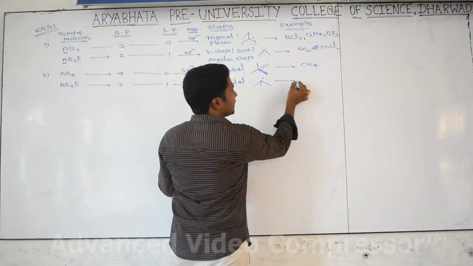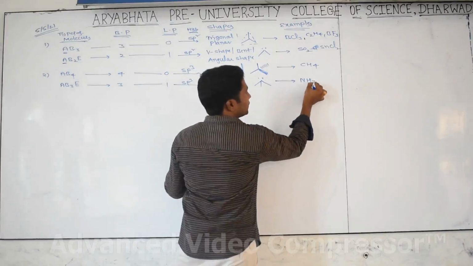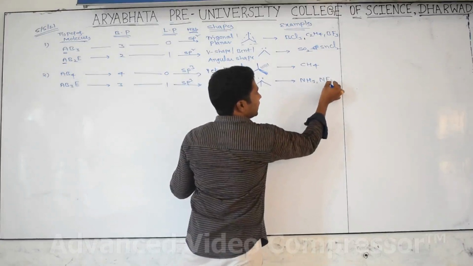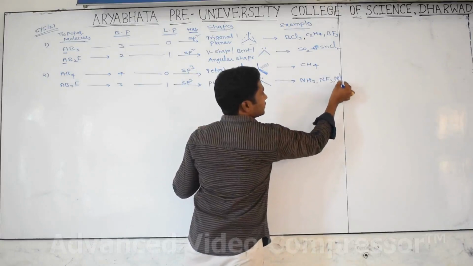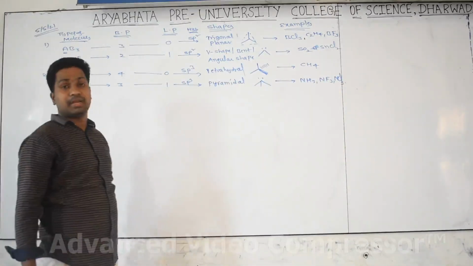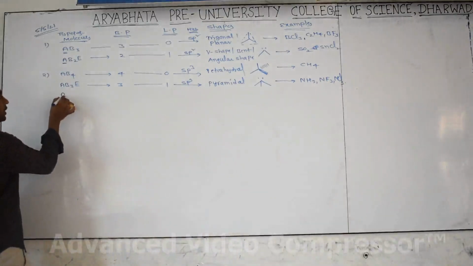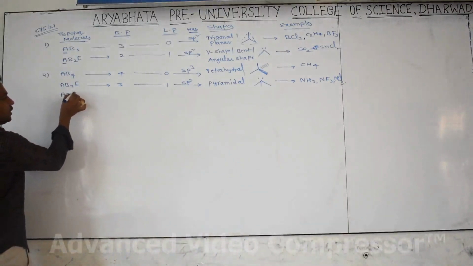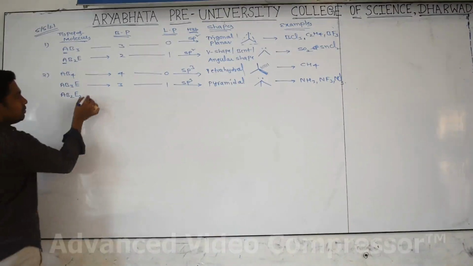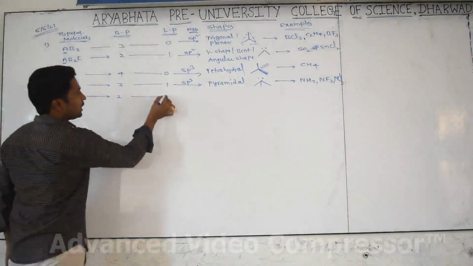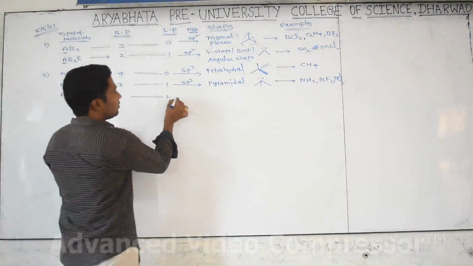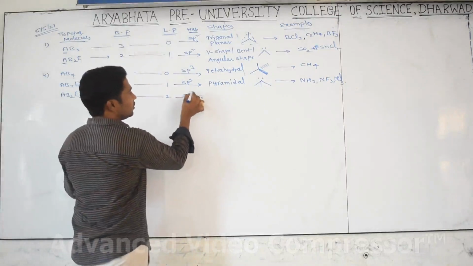Can you give me an example for this one? NH3, NF3 and NCl3, these all will undergo this. Apply the formula, you will get 3 bond pairs and 1 lone pair. After that, I will give you one more category, AB2E2 molecule, meaning 2 bond pairs and 2 lone pairs. Which hybridization is coming? sp3 only.